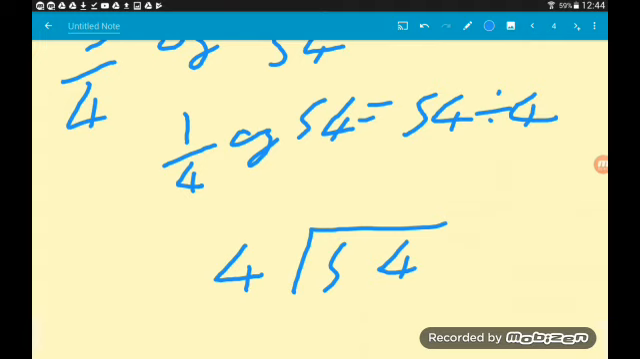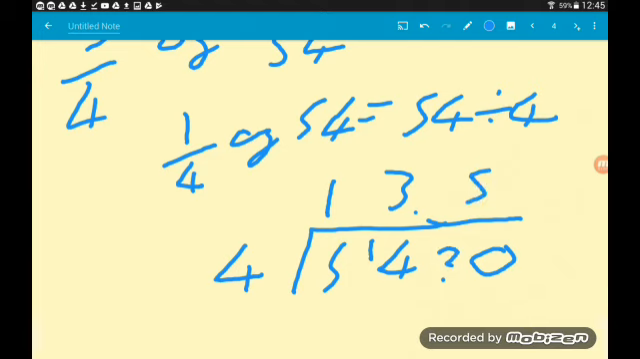4s into 5 go once with 1 remainder. 4s into 14 go 3 times, which is 12. So we've got 2 remainder. Create a 0.0 on the bottom, making sure we put a point on the top. So we're then carrying the 2. 4s into 20 go 5 times. So 1/4 of 54 is 13.5.